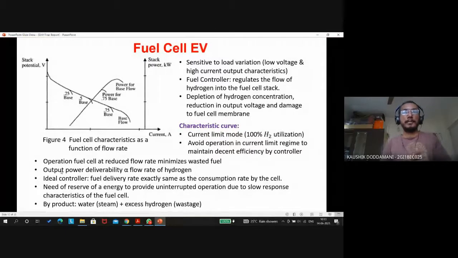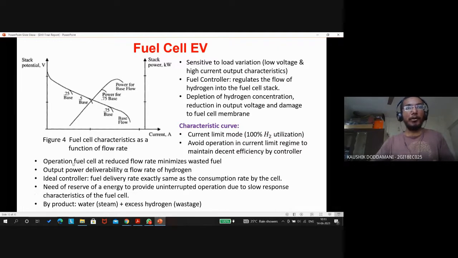Yes, sir. The characteristic curve has a mode called the current limit mode, when a vehicle, that is an FCV, is using 100% utilization. When it comes to that point, there are a lot of internal losses, and that's why there is a need for a controller which will ensure that the vehicle is operating outside the regime of the current limiting mode.